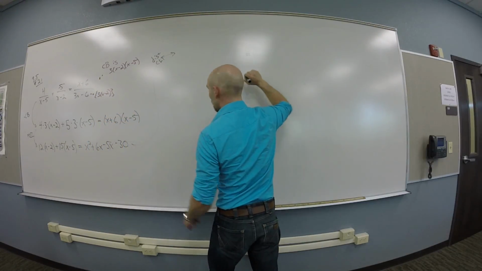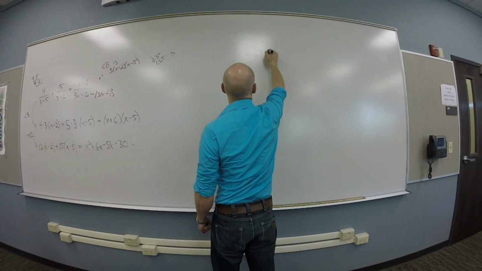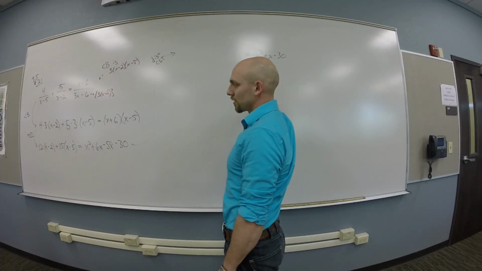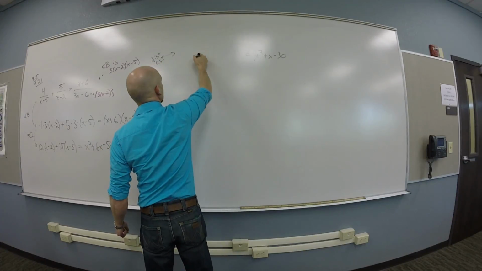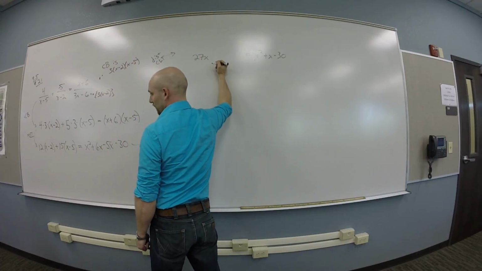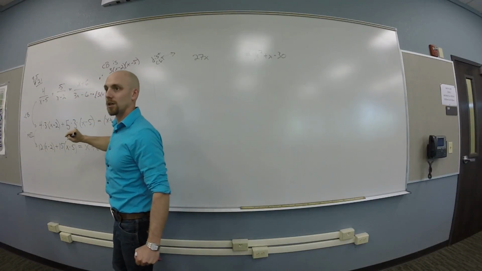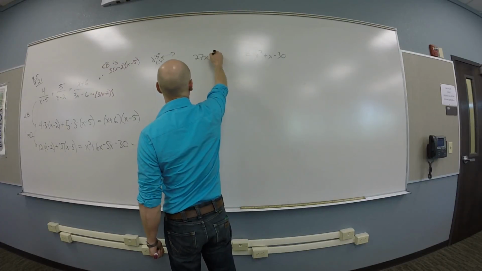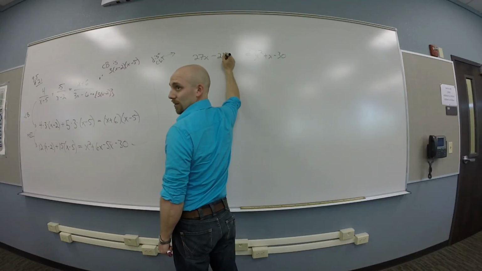So on the right hand side, you'll get x squared plus x minus 30. And on the left hand side, you'll get 27x, right? That's 12x plus 15x. And then there's minus 24 and 75.